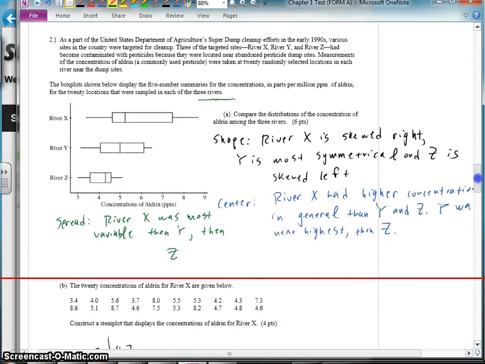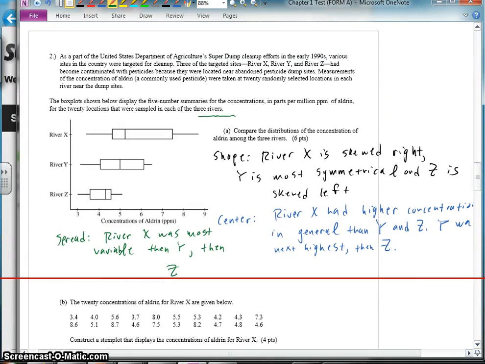This next one was about the three rivers, and we're measuring the concentration of aldrin, this pesticide. So we're measuring it at 20 randomly selected locations in each river. We're given these box plots. We're asked to compare the distributions. Okay, so it's important to actually make statements that relate X, Y, and Z.